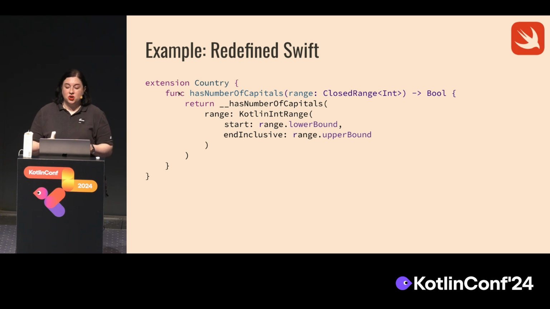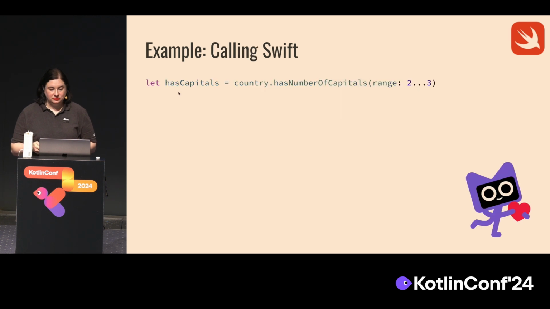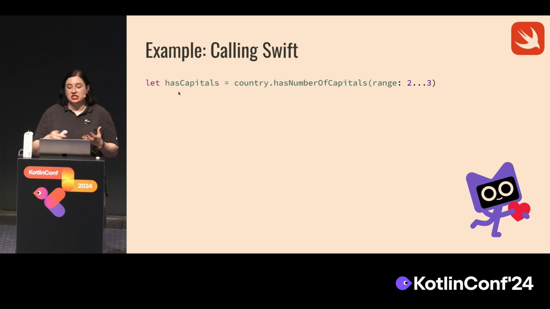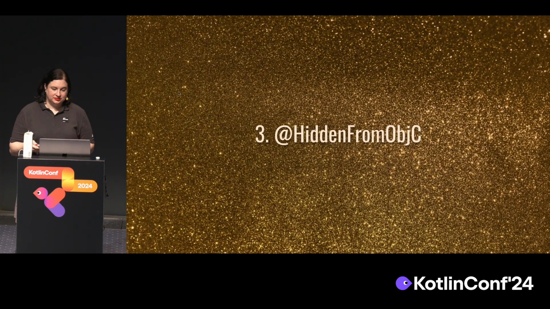Inside this function, we're actually using the Kotlin function that we originally had that has been rewritten as __hasNumberOfCapitals. And this __ mechanism means that it's not available for auto-completion in Xcode. So now, if we look at the calling Swift again, we can see that we can use the idiomatic Swift ranges instead. We have refined it nicely.